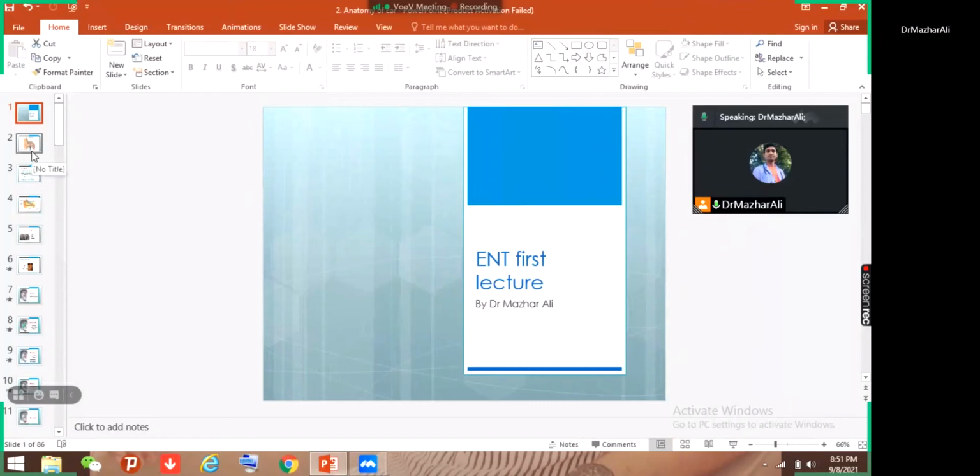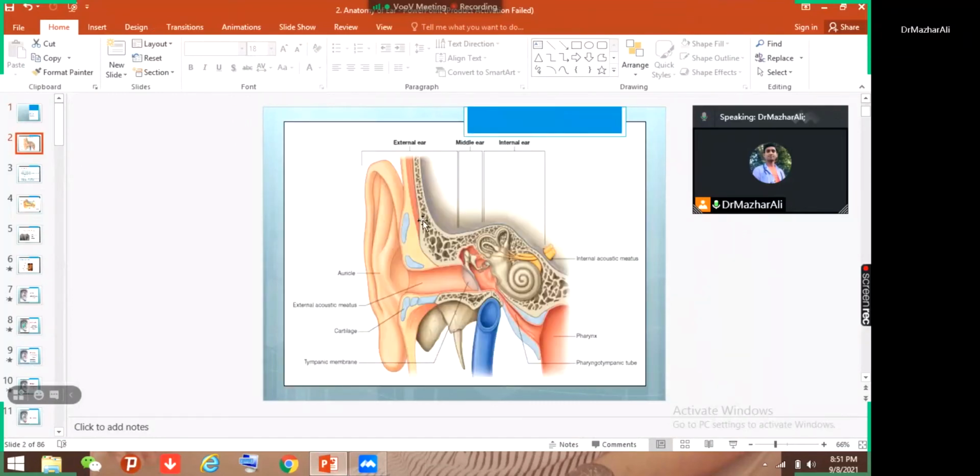First of all, we start with the ear. I will talk about the nose and throat in my next lecture; today I will just talk about the ear. As you can see in the picture, the ear has three parts: external ear, middle ear, and internal ear.